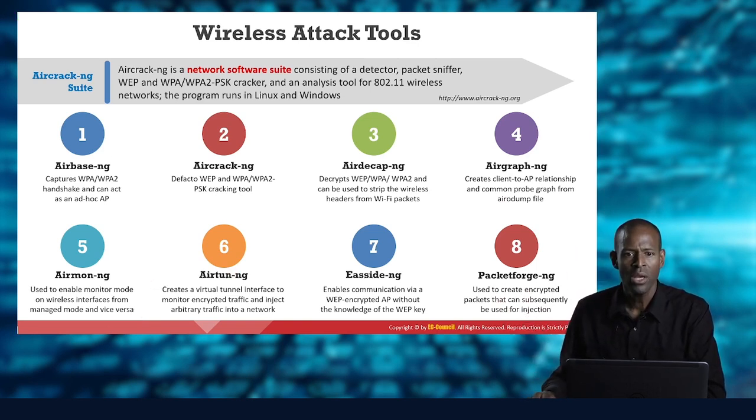You have Airmon, which is able to monitor that Wi-Fi by getting your wireless NIC ready. There's Airtun, which is a virtual tunnel interface, to monitor encrypted traffic. You can use it to inject arbitrary traffic. So this could be anything arbitrary, right, into a network. We also have Besside-ng, which is communications via WEP encrypted AP, but you don't even have the WEP key, so that's another really WEP-focused tool. We have Packetforge that creates encrypted packets that can be used for injection.